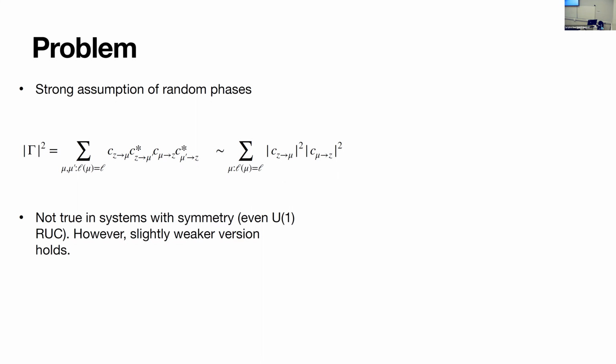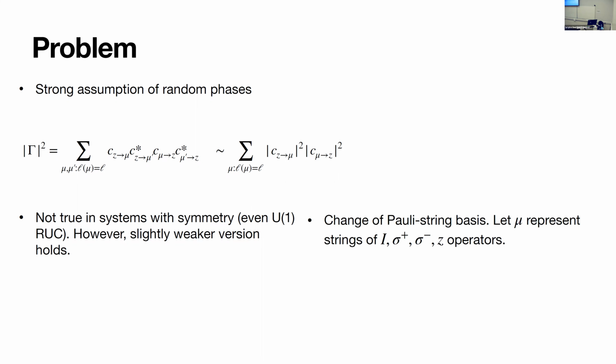So a slightly weaker version of the same result actually continues to hold. Here it's useful for us to, instead of talking about sigma Z, sigma X, sigma Y, talk about sigma Z, sigma plus and sigma minus, where sigma plus is sigma X plus i sigma Y, and sigma minus is the conjugate of that.